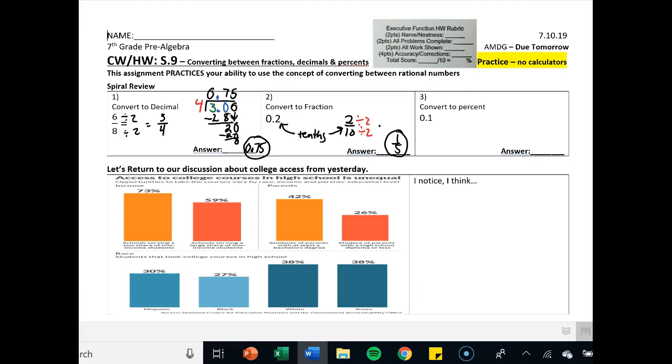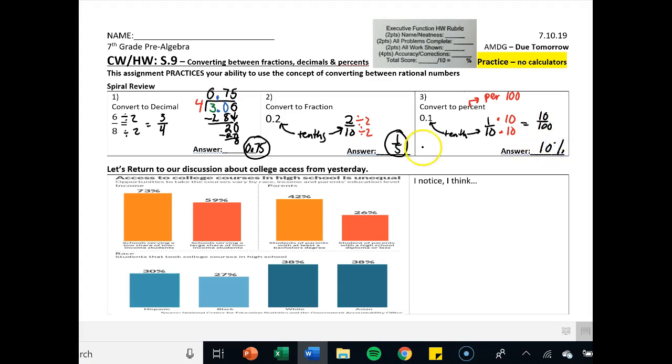And then the next one says convert 0.1 to a percent. So the first thing we should do is maybe convert it to a fraction, right? This is in the 10th spot, so I can say 1 over 10. And then percent means per 100, right? So if percent means per 100, let's just make this fraction out of 100. So multiply it by 10 over 10, and we get our answer as 10 over 100, or 10 per 100, or 10%.